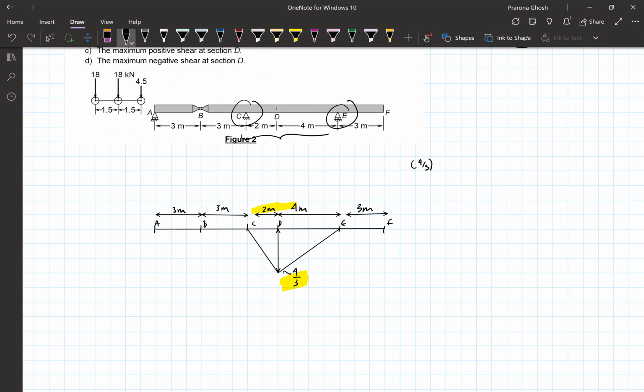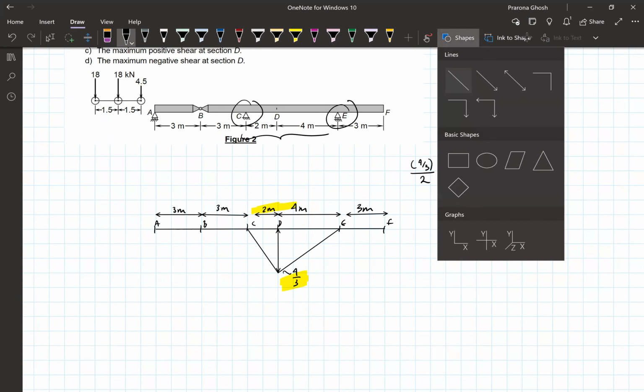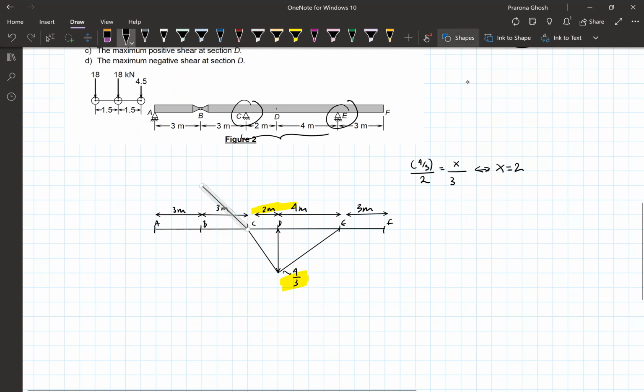So 4 over 3, when it's 2 meters, I need to see what it is here, right? I want to see that number. So X is what I'm looking for, the influence number, and the distance is 3. So I put that and I solve for X. 4 over 3 times 3 divided by 2, which is 2. So that's how they got the 2 up here. You do your shapes, and the support has to end, so that's why this is 2.